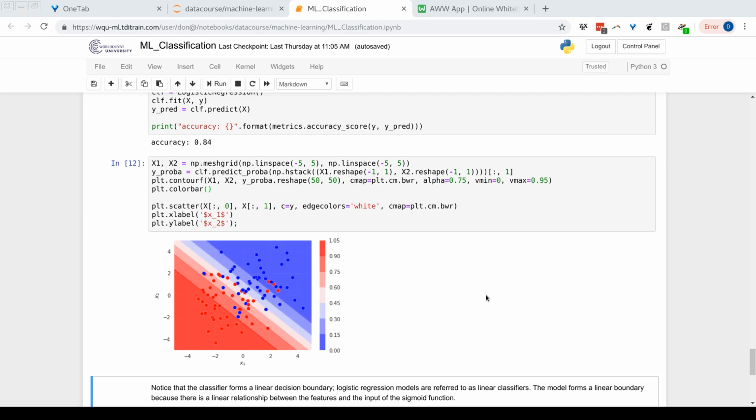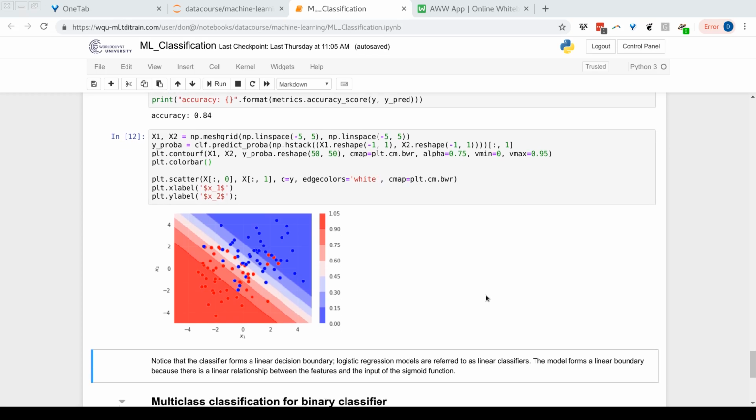So what we see here is that it's basically drawing a line to separate the points, and it's restricted to a line because it's a linear framework. That's why logistic regression is the counterpart of linear regression for classification. Just like linear regression, you're limited to a line through the data. Same thing with logistic regression: you're limited to a line to separate the points.